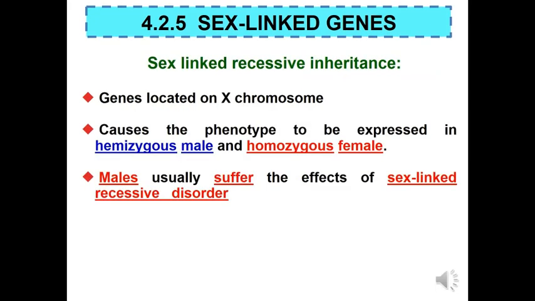Sex-linked recessive inheritance is a condition that occurs when the gene is specifically located on X chromosome. This will cause phenotype to be expressed in hemizygous male and homozygous female. The term hemizygous here refers to the fact that X and Y chromosome are in fact not homologous chromosome. Therefore, male usually suffer the effect of sex-linked recessive disorder since they only have one X chromosome, while female has another X chromosome, and that chromosome may contain a dominant allele that may reduce the effect of recessive allele.